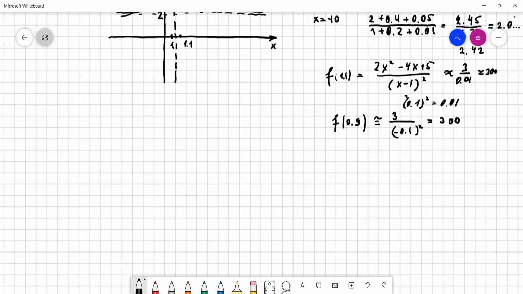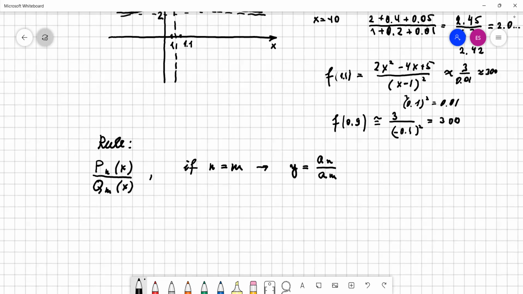So I think I'm going to consider another example. But before the example, I'm going to give you a general rule. If you have Pn of x, a polynomial of nth degree, divided over Qm of x, then how do we find the horizontal asymptote? If n equals m, then the horizontal asymptote is going to be the ratio between the coefficients an and am of the polynomials.